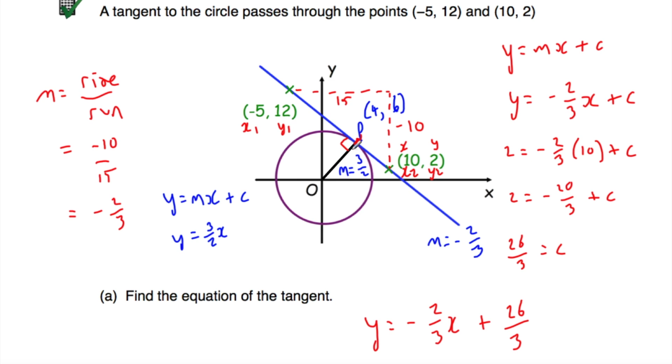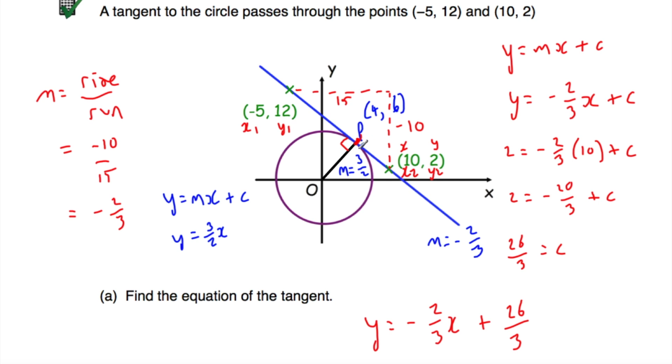Then to get the coordinates of the point P, we put those two equal to each other and solve that equation. And when we do that, we get x is equal to 4. So that means the x coordinate of the point P is equal to 4. We then put that 4 into one of those two equations, either the equation of the tangent or the equation of the radius, to find the y coordinate, which would be 6. So we find the coordinates of the point P to be 4, 6.